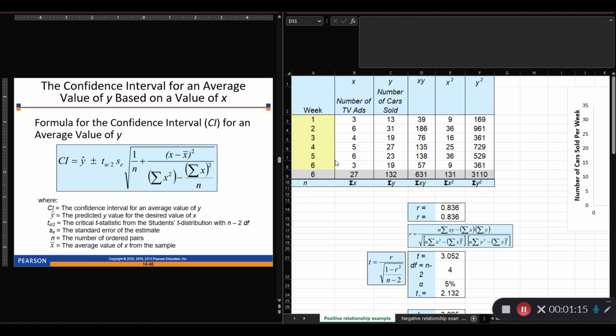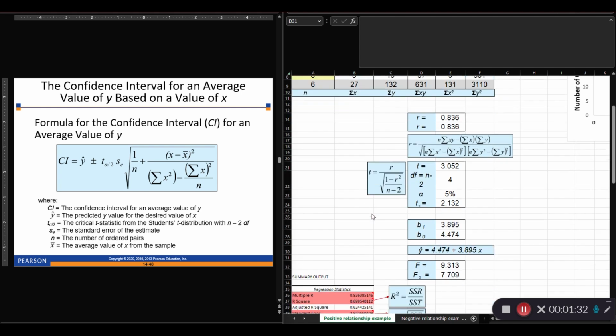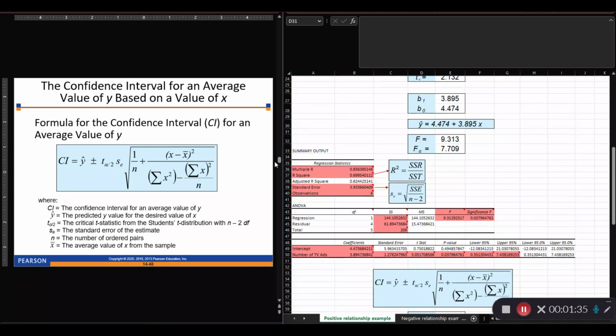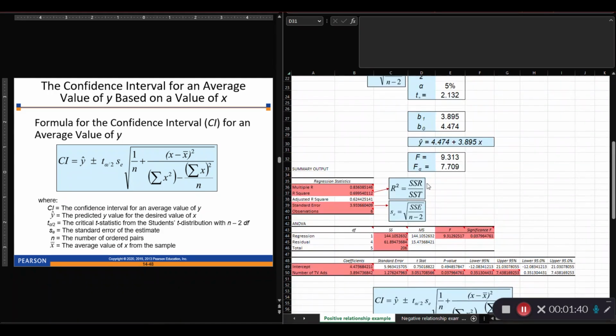So these are usually used to calculate R, which is the correlation coefficient, but during class, we went through the way to actually generate that using Corel, and we've gone through generating the regression analysis results, as you can see here in this picture. But in this video, I'm going to continue with the confidence interval.